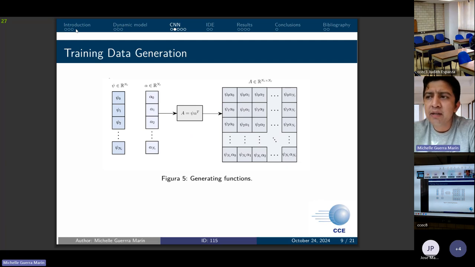Once the convolutional neural network is defined, the first task is to generate the image from the robot's numerical data. This is done using two functions, alpha and C, which are essentially vectors. When these vectors are matched together, they create a matrix or image.